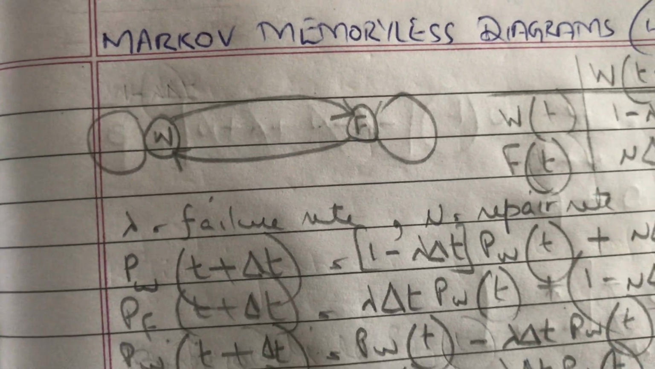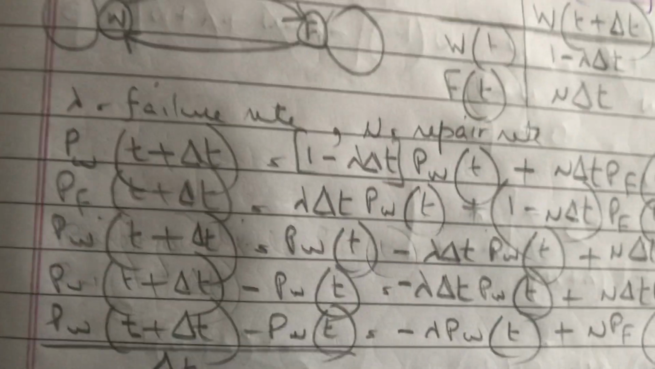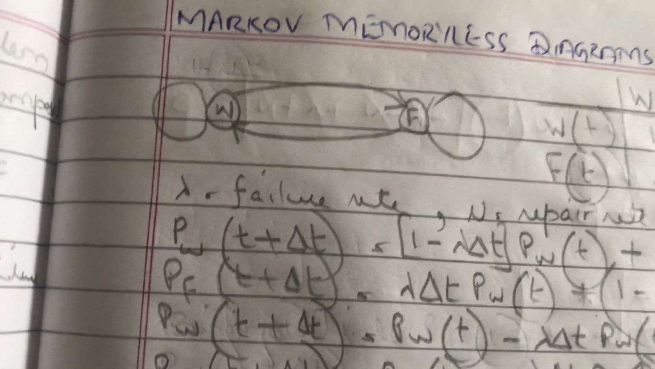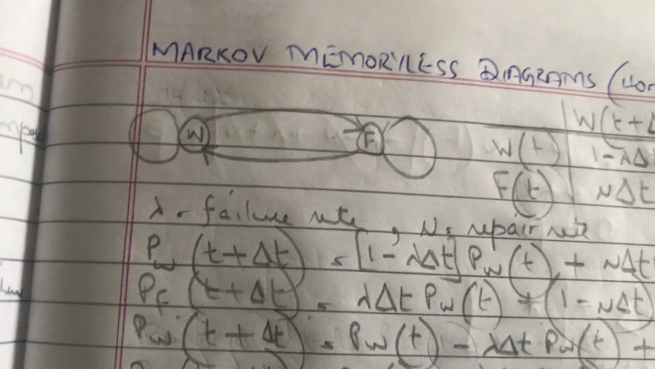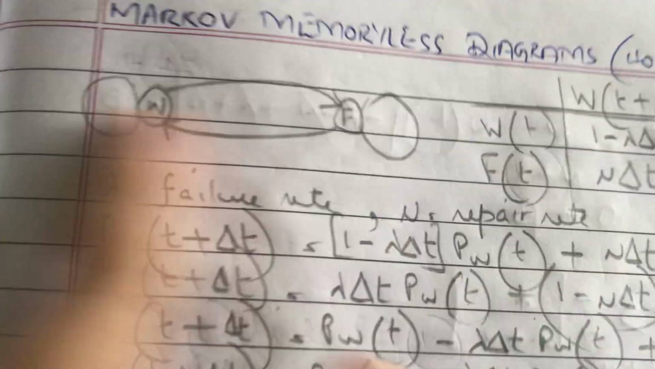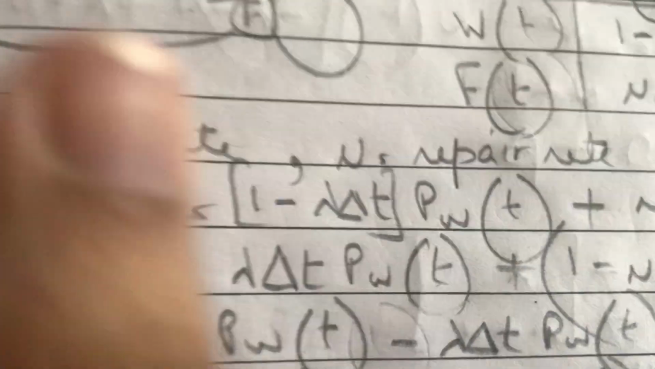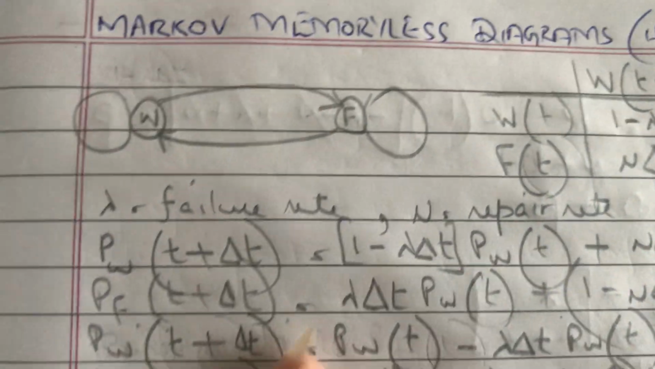How can we solve or represent this kind of procedure, the method for drawing this chain or the diagram for this procedure? I'm going to explain it to you now.